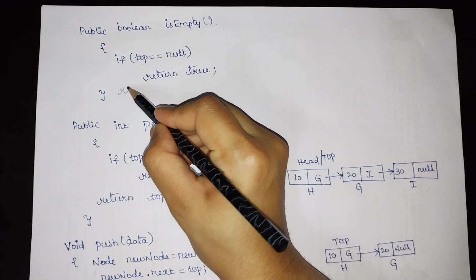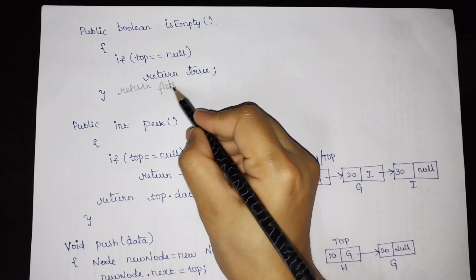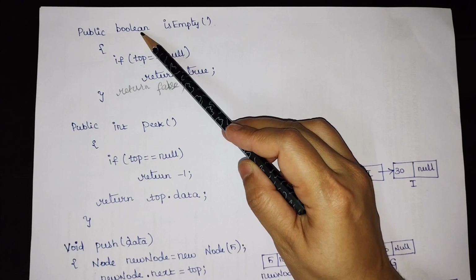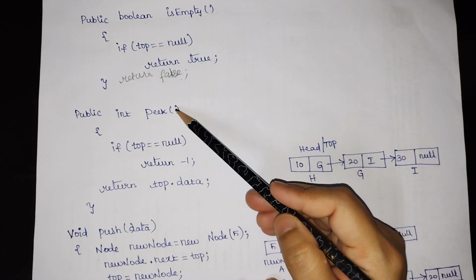Otherwise, you will return false. If the stack is not empty, then you will return false. And here, what is the return type used? The return type used is boolean, which will return either true or false. And what is the next method? The next method is the peek method.